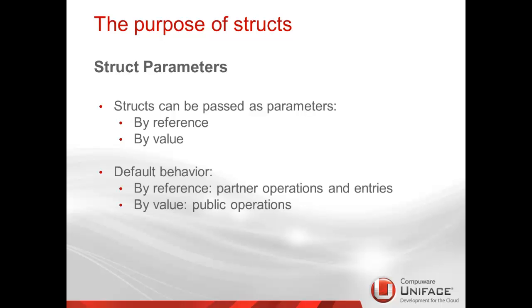The default behavior is to pass struct parameters by reference in partner operations and entries, and by value in public operations. When passed by reference, the parameter passes a copy of the reference to the called entry or operation, so an additional reference to the same struct is created. When passed by value, a copy of the struct is made.